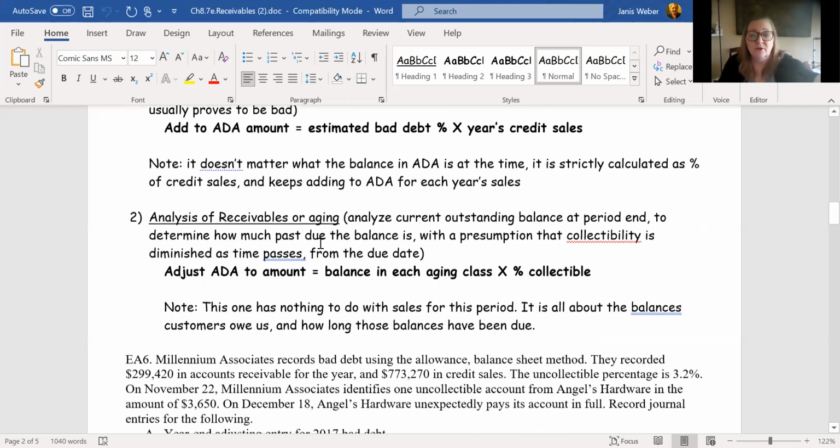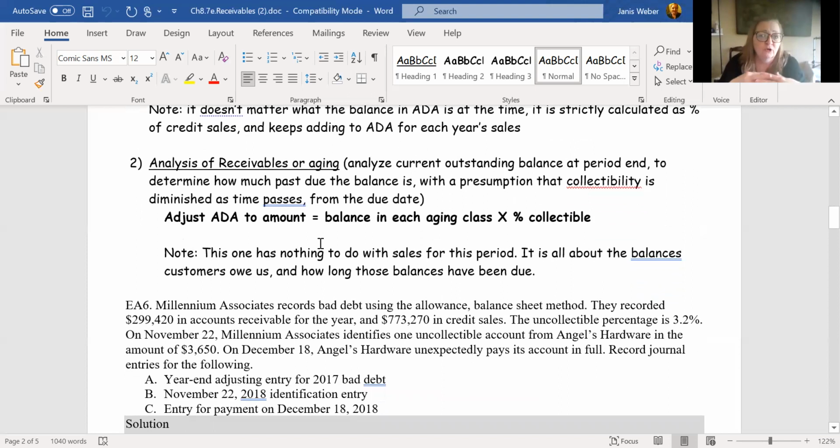Then the other method is the receivables analysis, where you look at the outstanding balance for the period to determine how much of the balance is past due, presuming that collectability diminishes as time passes. So if it's very old, you're not likely to get it. So you could do what's called an aging of the accounts receivable, where you make a schedule of how much of our accounts receivable is past due by 30 days, by 60 days, by 90 days, more than a year. You can do any levels of it and discount it based on how much you consider collectible at this point.